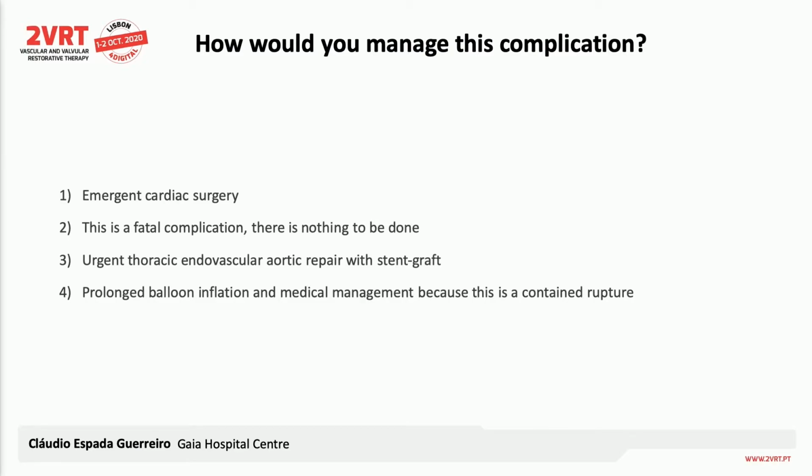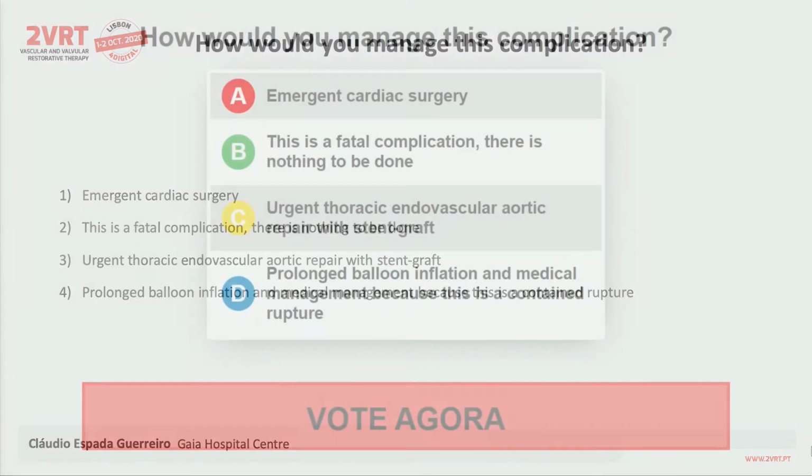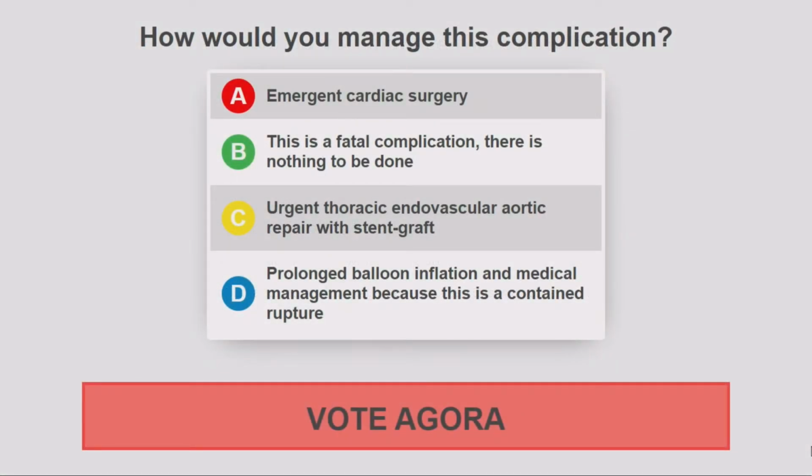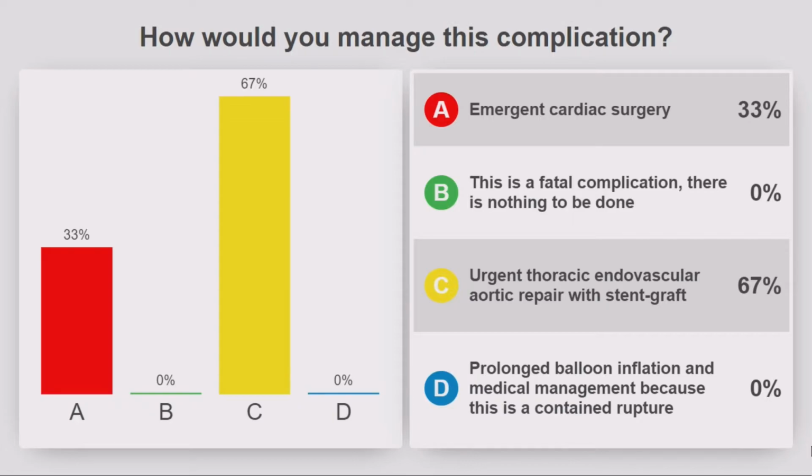Now, I would like to pose this question: how would you manage this complication? Should we call cardiac surgery to go emergently and solve this complication? Can we assume that this is a fatal complication and there is nothing to be done? Or try to solve this complication with an endovascular stent graft, or prolonged balloon inflation and medical management, because this is a contained rupture? So a balanced opinion, but with more significant votation in the endovascular aortic repair with the stent graft.